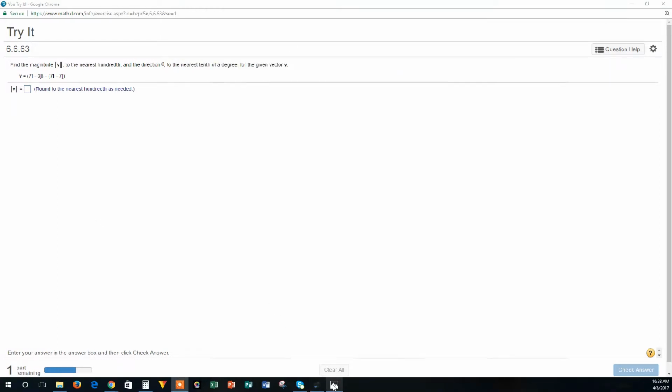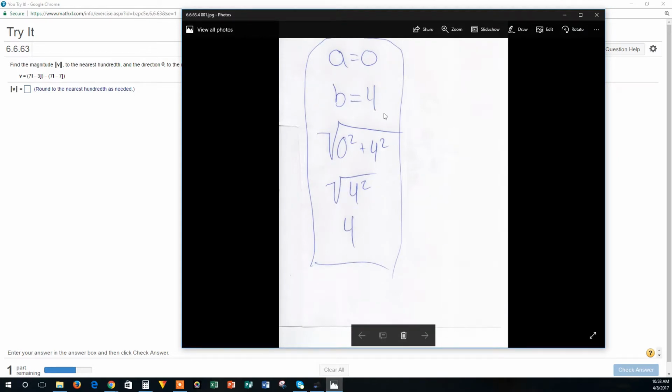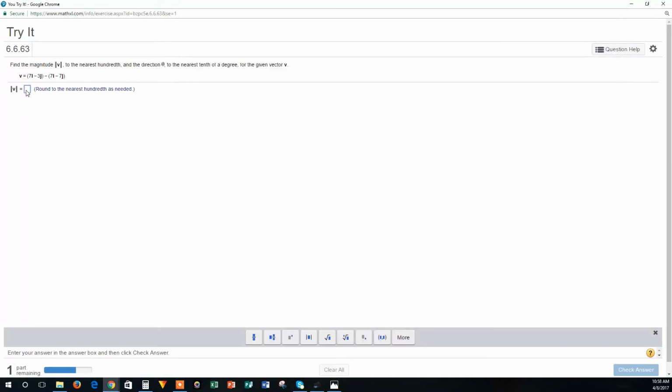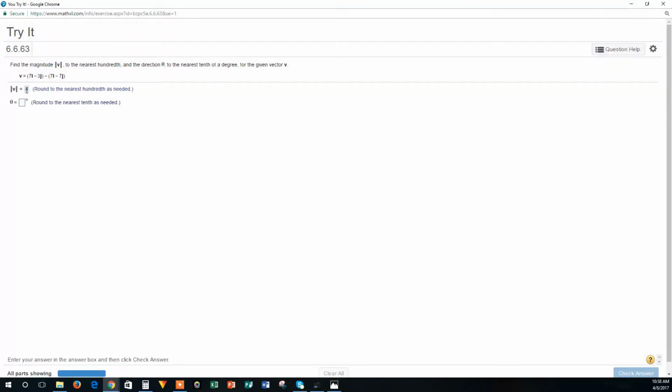Alright, here we have the math from that one. Our a is 0 and our b is 4. So it just gets put in the square root of 0 squared plus 4 squared. Of course, 0 squared is nothing, so it's just the square root of 4 squared, which is 4. You could have expanded that to 16 and brought it back to 4 as well. So that is our magnitude. We'll give that one a shot here, and that worked fine. Now we want to find theta.